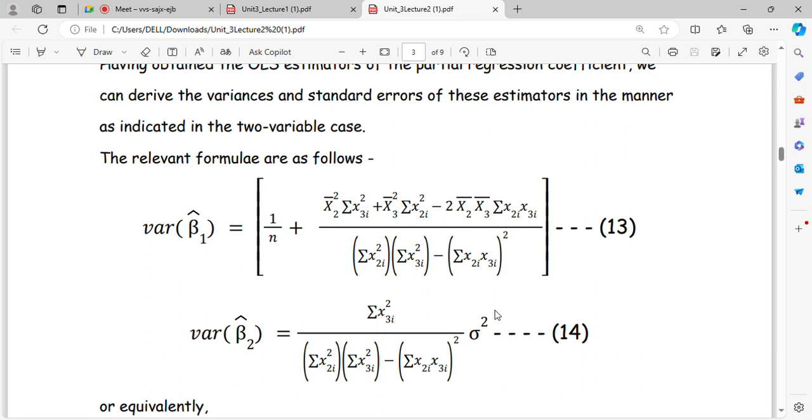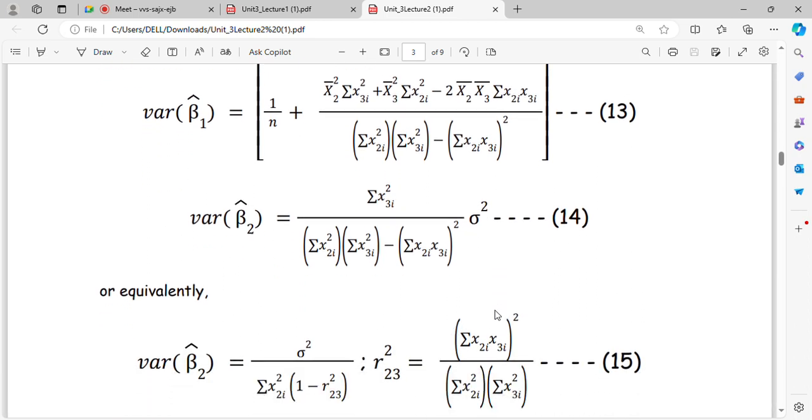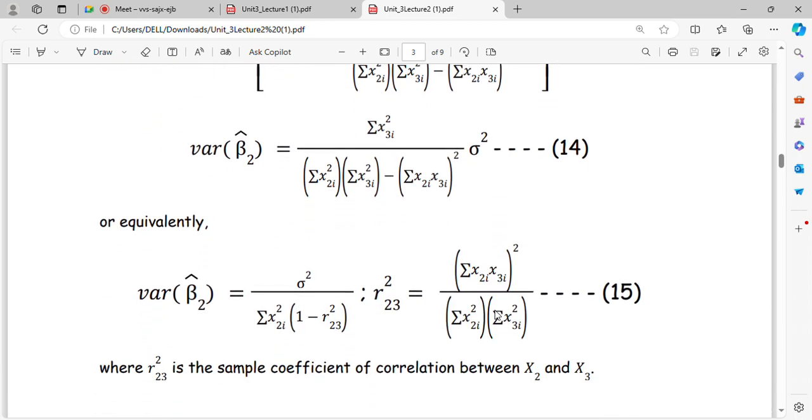divided by summation x2i square times summation x3i square minus summation x2i x3i whole square, times sigma square, equation 14. Or equivalently we can write variance of beta 2 hat as sigma square by summation x2i square times 1 minus r square 2 3. Very easy. If we derive the whole thing, we get exactly this. Okay. So here r square 2 3 is important. What is r square 2 3 basically?